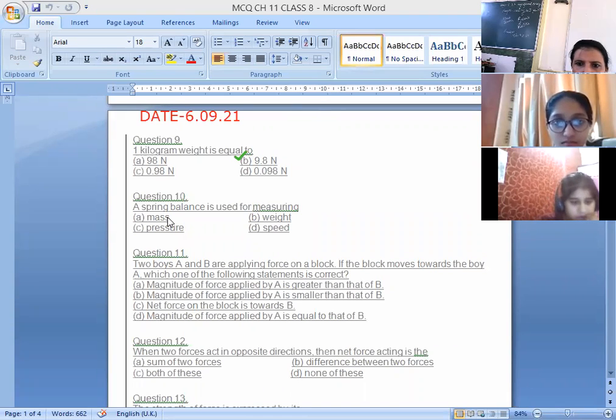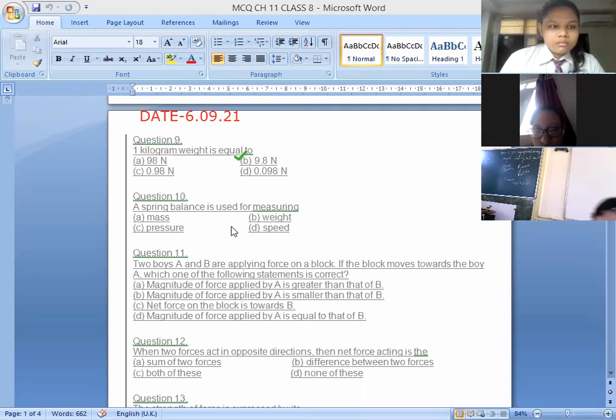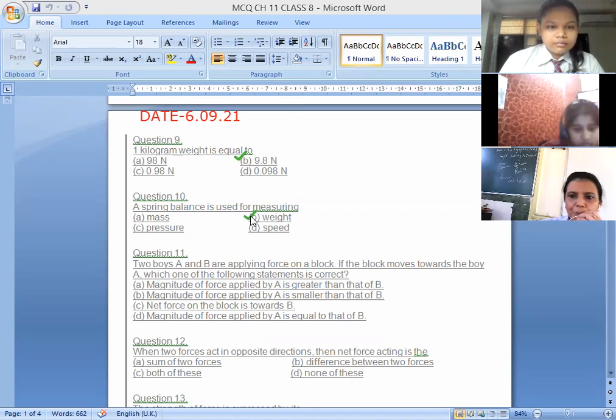Question number 10. A spring balance is used for measuring what? Mass. Yes, Anshika. Ma'am, it's weight. Weight, mass, pressure, speed. So spring balance is used to measure the weight.